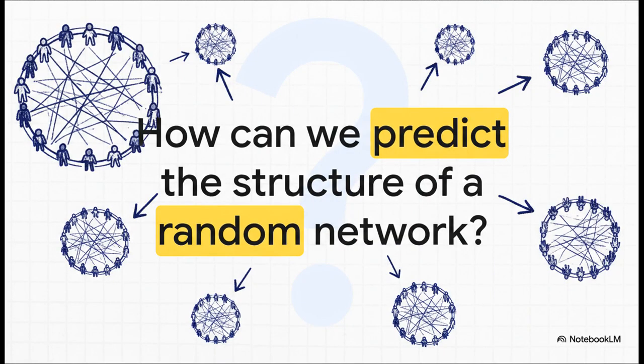So let's start with the big question that drives all of this. If you have a huge group of people and friendships form completely by chance, can we actually predict what that social network will look like? Can we calculate the odds that one person ends up with 5 friends, or maybe 10, or even 0? By the end of this, you'll know exactly how to do that.